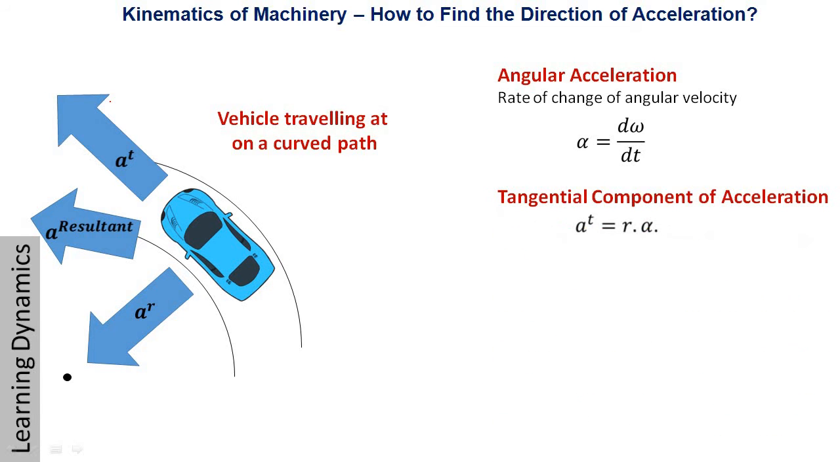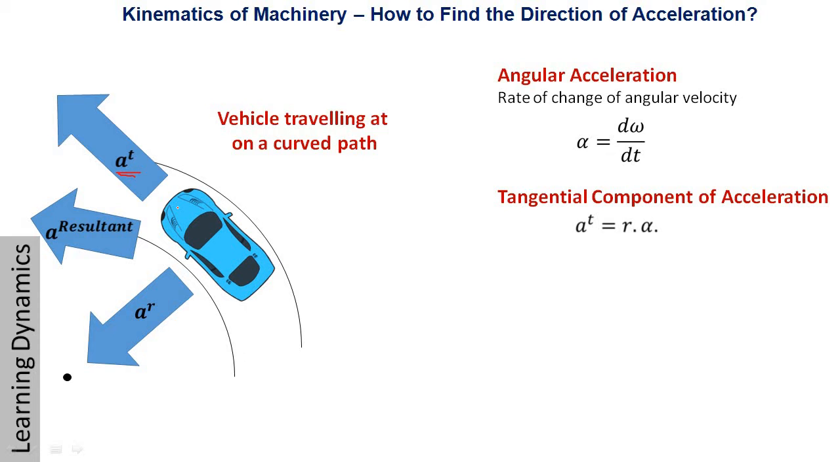Now we have a tangential component of acceleration. This tangential component of acceleration will be in line with the velocity, so it will be tangential to the curve. In this particular case, it will be along this arrow, which is tangential to the curve on which the car is traveling.